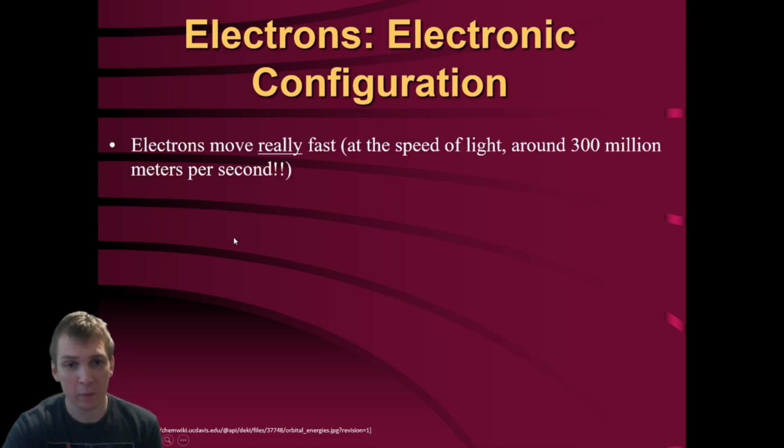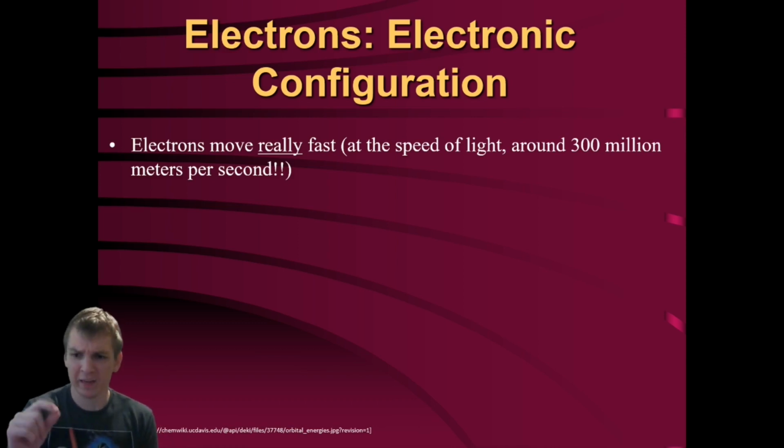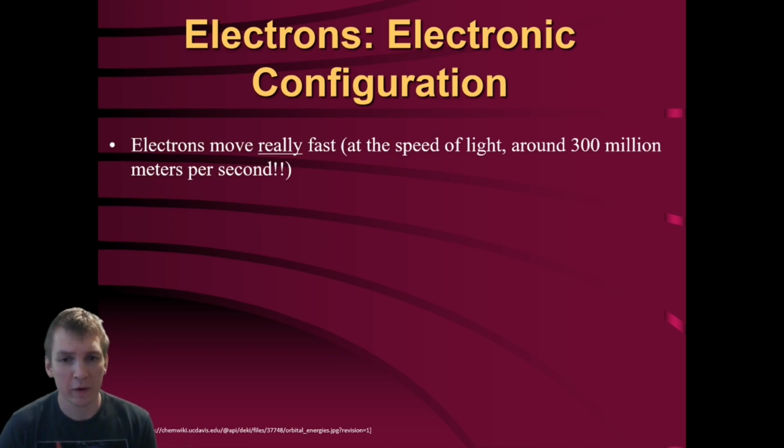To start us off here, we have to understand that electrons move really fast. They're moving at around the speed of light, around 300 million meters per second. That's really fast. If I were to take an electron and put it on the equator and shoot it around the equator, it would move around the Earth approximately 7.5 times in 1 second. So that's how fast electrons are moving.